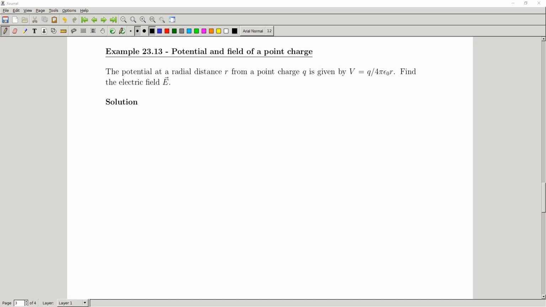We have the potential at a radius r from a point charge, and we know that it's given by the expression that we see here. We've seen this before, and we want to find the electric field everywhere. Let's draw the problem here. We have some point charge Q here, and we know that there's going to be some electric field. We need to calculate what that electric field is. We know that the electric field is going to be pointing like this, like this.